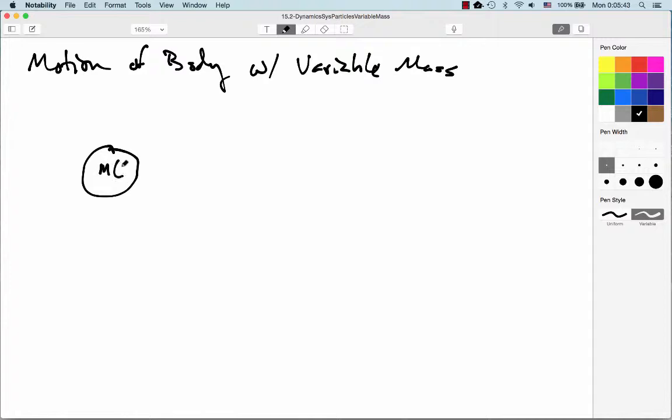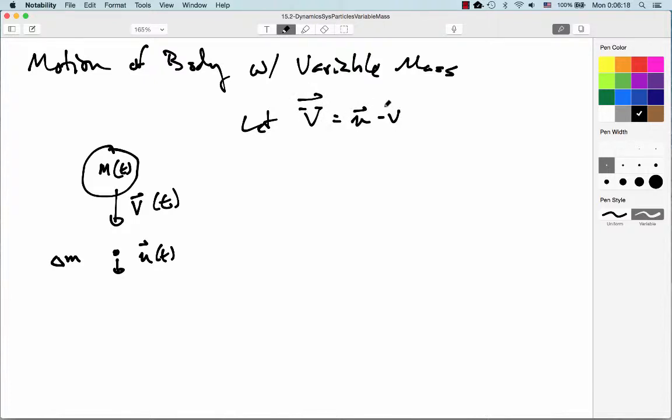So let's look at an accumulating raindrop as it falls down. As it falls, its mass is m of t, it's falling with velocity v of t, and it's going to run into a little particle of water, mass delta m, going at u of t. So we'll let big V equal u minus v. This is the velocity of the fractional mass with respect to the raindrop.